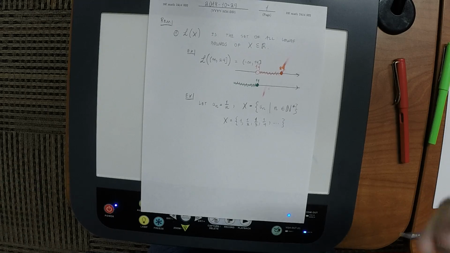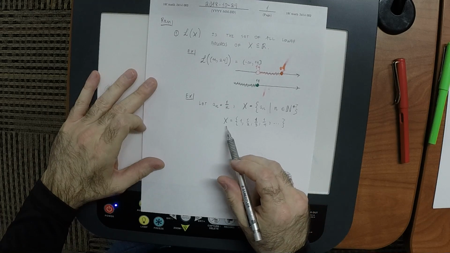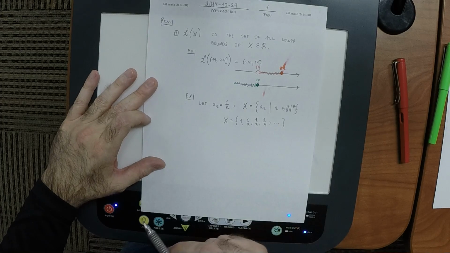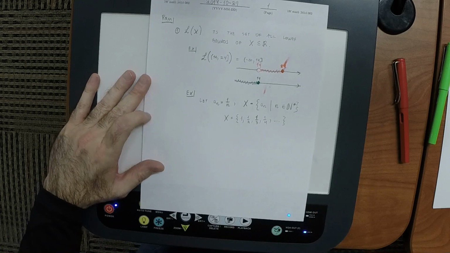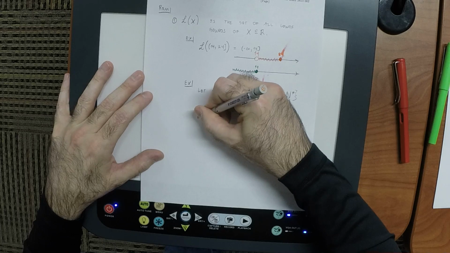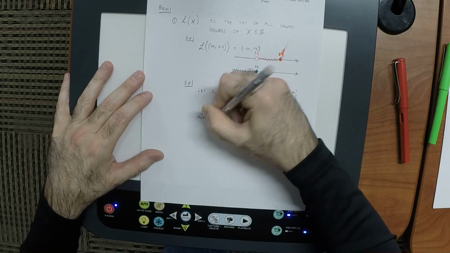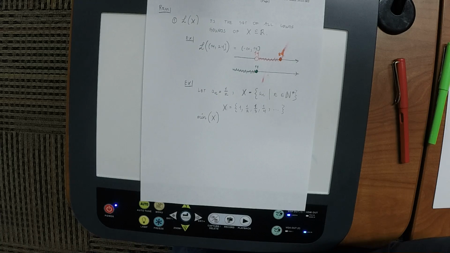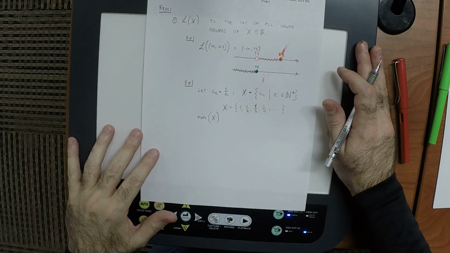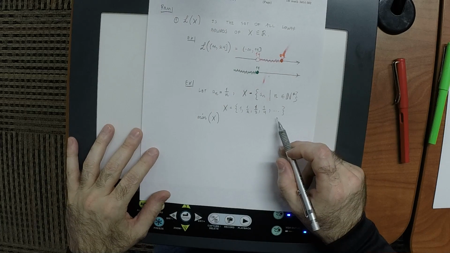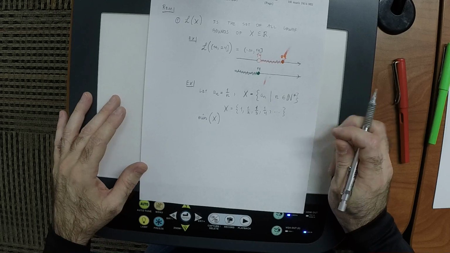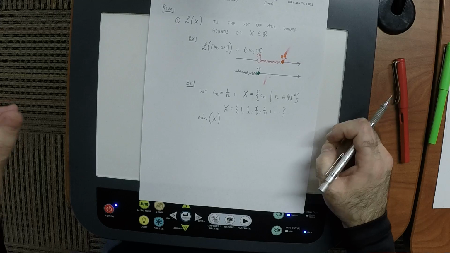So fine. Then I could ask, does this set have a minimum? Does set X have a minimum? How about 0? It doesn't, right? In some sense, you kind of want to say 0, but you can't say 0. Why can't you say 0? It's not in there, right? So the minimum of a set has to be in the set.